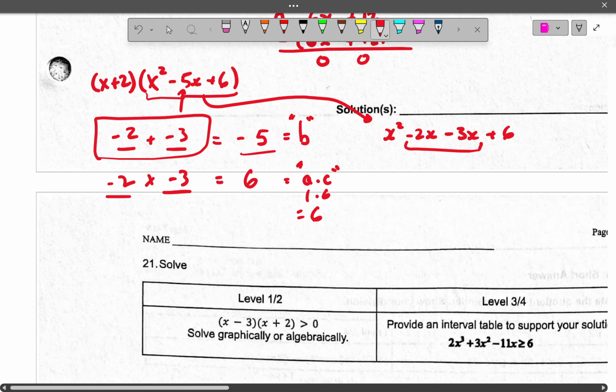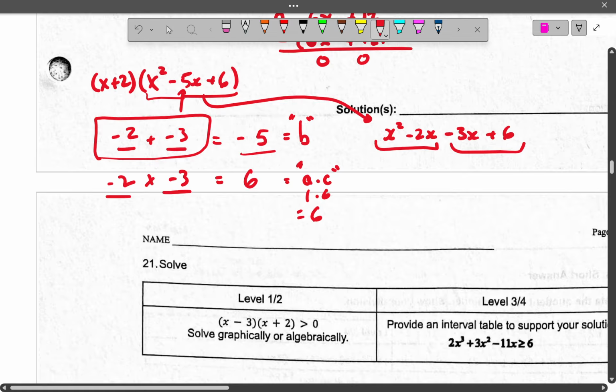And now we can factor both the first and second part here. I could factor the first part by removing an x, and then I'll be left with x minus 2. And in the second group here, I could take out a negative 3. If I take out the negative 3, I'm left with x minus 2. And so our final answer in factoring this quadratic would be x minus 2 and x minus 3.